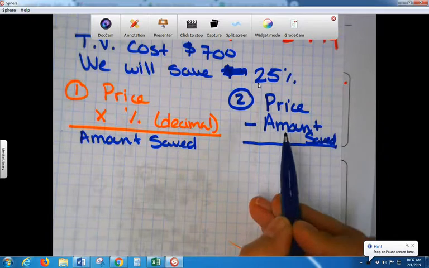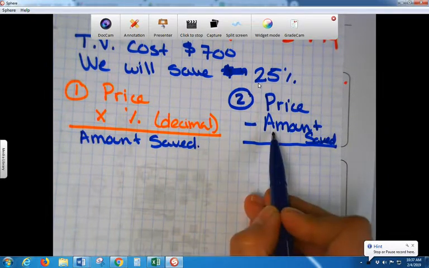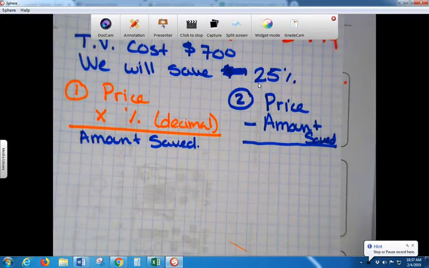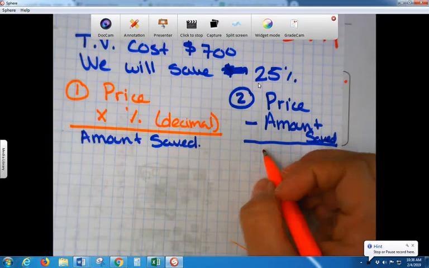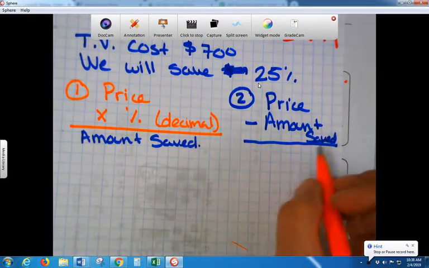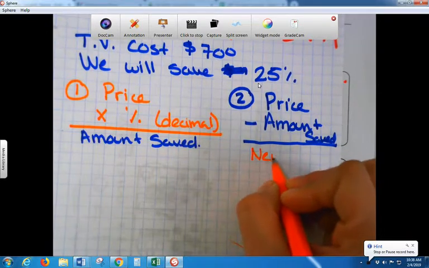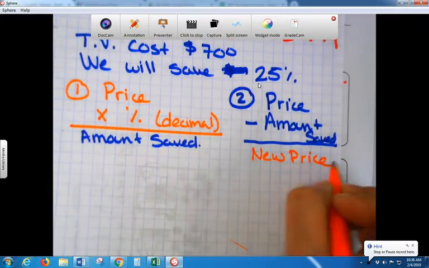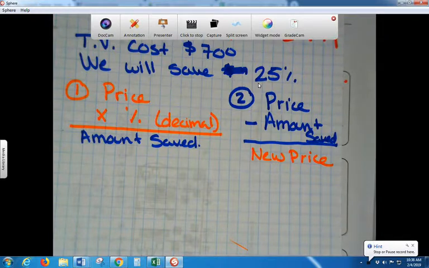Where do I get this answer? It's this answer right here. So whatever you get here, you're going to subtract it. When you subtract it, this is the amount you pay. So this is your new price. Instead of paying $700, I'm going to pay a new amount. It's usually less because you're saving money. It's a smaller amount.